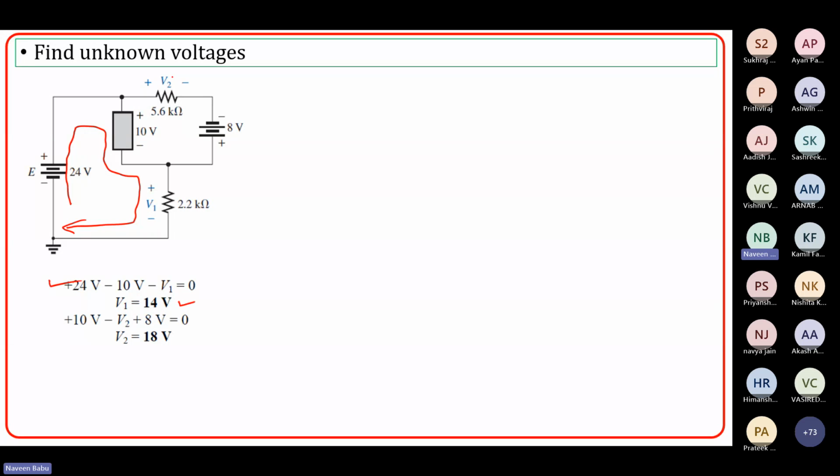If you want to find V2 here, then you have to apply KVL in this loop. So KVL in this loop will be plus 10 minus V2 plus 8 equal to 0. So V2 will be equal to 18 volts. By this way, you can apply KVL in these loops.